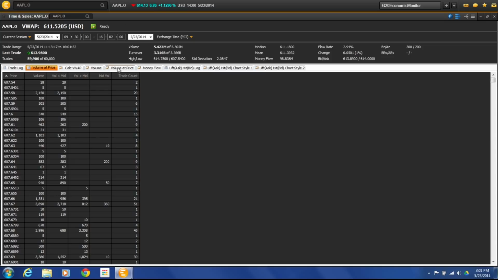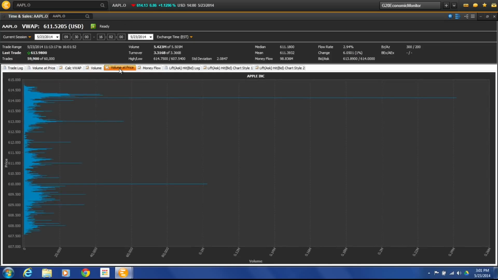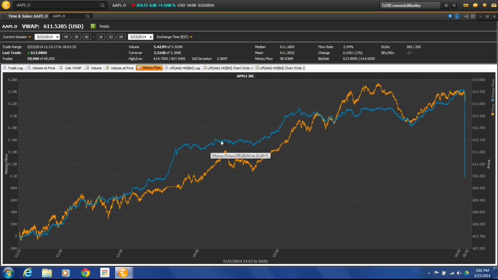A good way to look at this is the volume at price tab over here, because it actually charts it out. And this becomes very interesting because you can say right here at 614.19, we had a large amount of volume. So what happened there? Who was buying? You can go in and see how much of the buying was happening at this price, or how much of the selling was happening at this price, to understand the money flow. Being able to see the money flow versus the price gives you the relationship between the two.